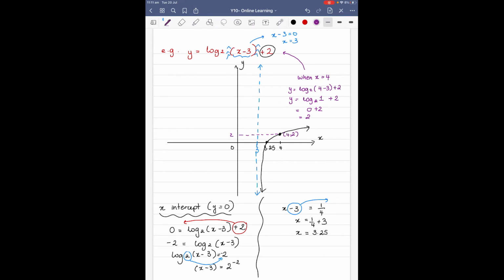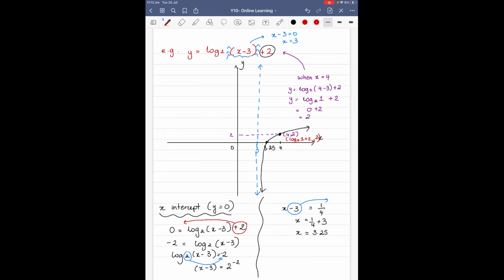So that point there is (4, 2). If you don't know how to put it into the calculator yet, you can leave it as log base 2 of 1, plus 2. Or alternatively, you can write it like this: (4, log base 2 of 1 plus 2). That's another way, as long as you have your point there.